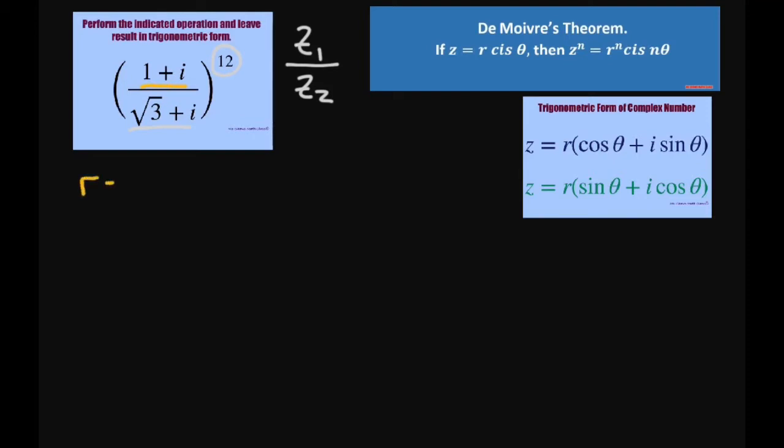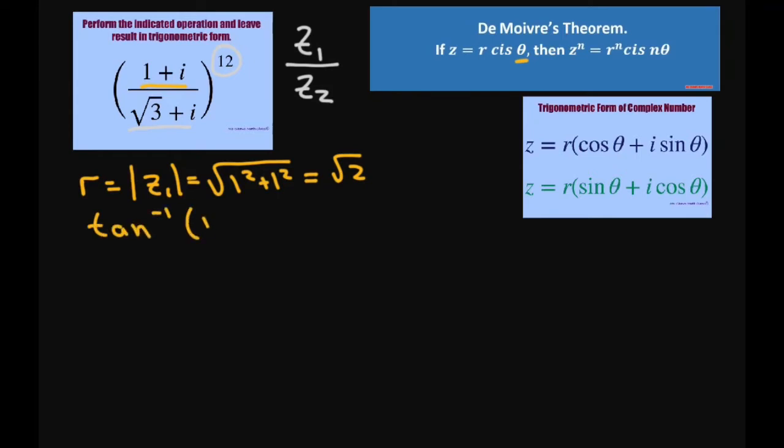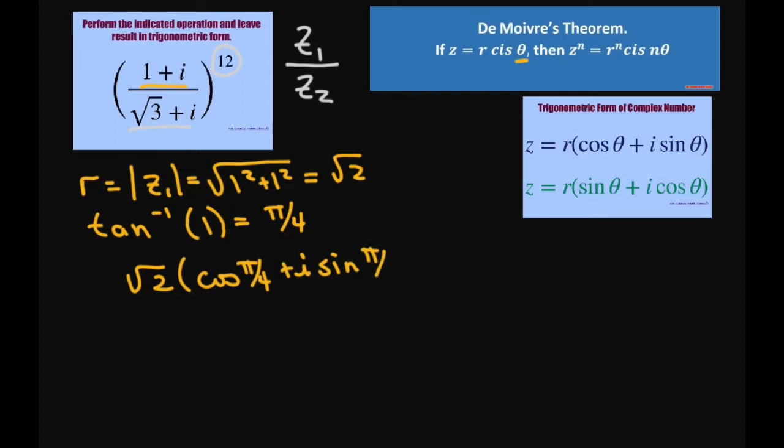So our R equals the absolute value of Z1. That equals the square root of 1 squared plus 1 squared, which equals the square root of 2. And then our angle is going to be inverse tan of 1, that's just y divided by x. And so that's going to equal pi divided by 4. So basically for our numerator, we're going to have square root of 2 times cosine of pi divided by 4 plus i times sine of pi divided by 4.